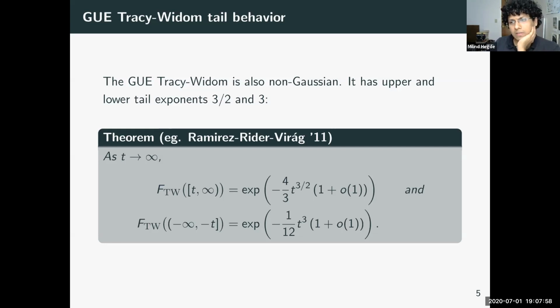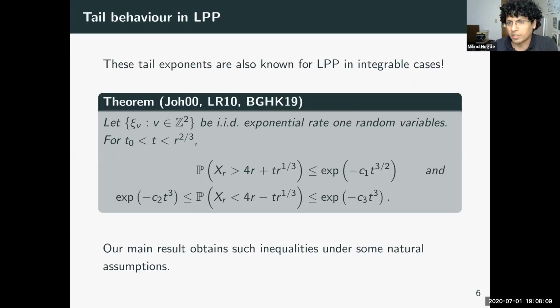Okay, so we said two things. We said that exponential LPP converges to Tracy-Widom, and the Tracy-Widom has these kind of tail exponents. So a natural question is whether you have these tail exponents at the finite r case, before you take a limit, for LPP models. Again, this is known in the integrable case of exponential LPP, and I think also geometric LPP. And this result I've written over here is kind of collecting together several different things.